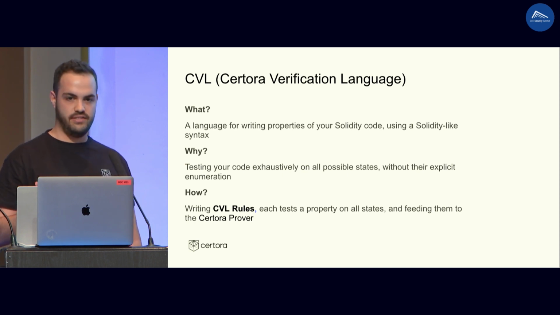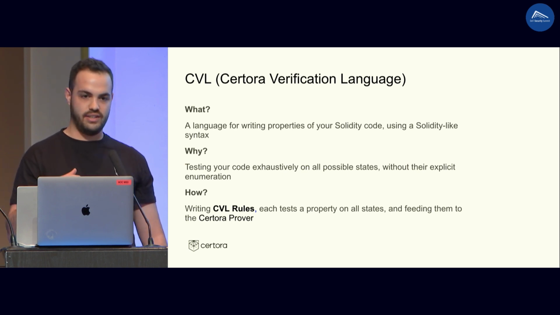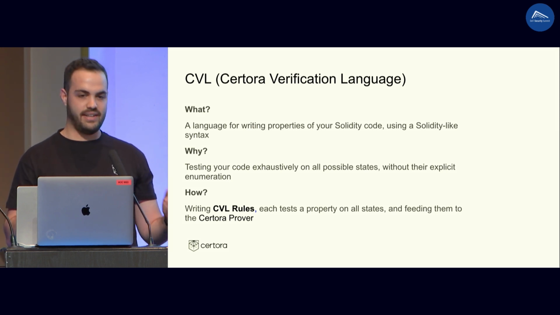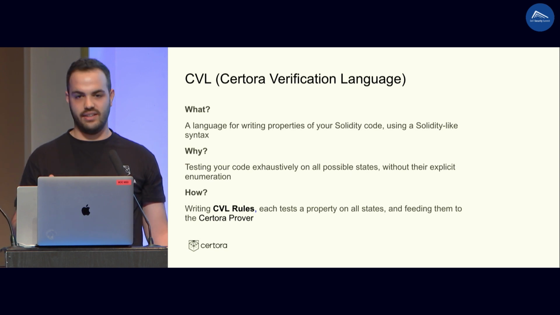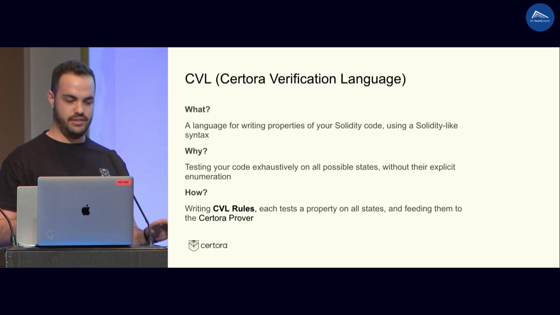Why do we use CVL? We use CVL to write tests that find all of the states, all of the possible edge cases that might happen, as Ernesto said, and it doesn't let us avoid some state that we didn't think about, and then we know that we are covered.